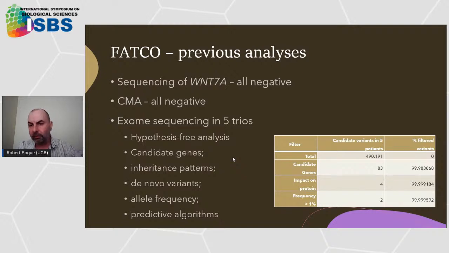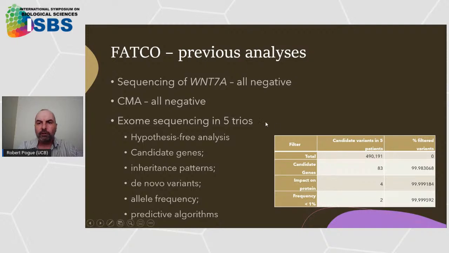We also looked for de novo variants, suggesting that these variants are not present in the parents, but only in the patients. And we also, of course, took into account allele frequency, looking for super rare variants, and we used a number of predictive algorithms.